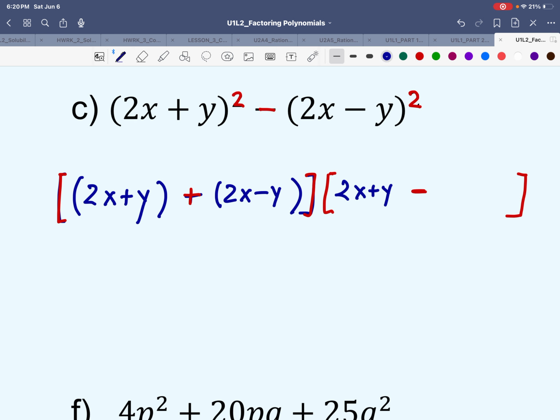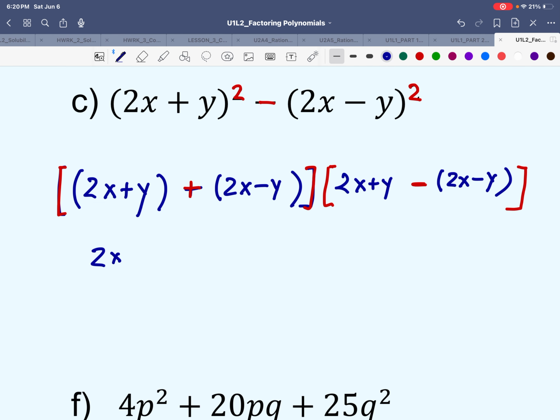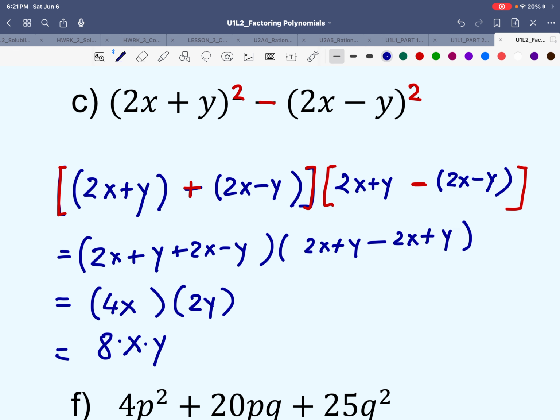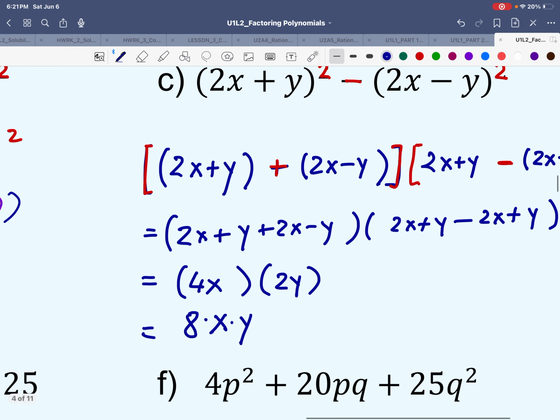2x plus y minus 2x minus y. Now we'll simplify 2x plus y plus 2x minus y, and then 2x plus y minus 2x plus y. Simplify some more. We have 4x. The two y's will simplify, and the other term will end up being simply 2y. Oh, this is beautiful. So the final answer would be 8xy. These three monomials, all that work.